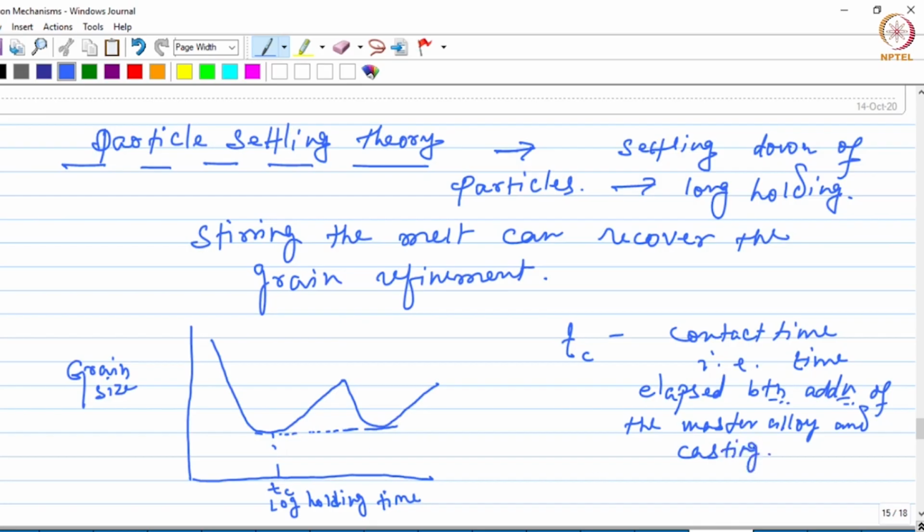And this is the grain size, which is known as the ultimate grain size, or UGS, the grain size corresponding to the contact time is known as the ultimate grain size. Okay, so that is the minimum that you can achieve. That is the minimum grain size that can be achieved. And if you continue to hold the melt beyond this time, then due to the fading effect, the grain size will again increase, as you can see.